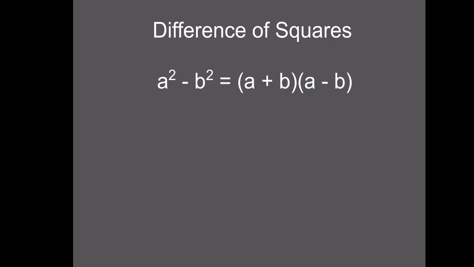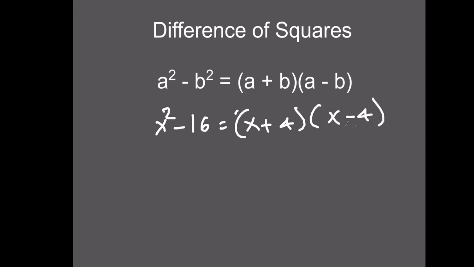So we've studied in the past the difference of squares. a squared minus b squared equals a plus b times a minus b. So here's an example of that, x squared minus 16 is equal to, in the same form, x plus 4 times x minus 4. Okay, that's the difference of squares.